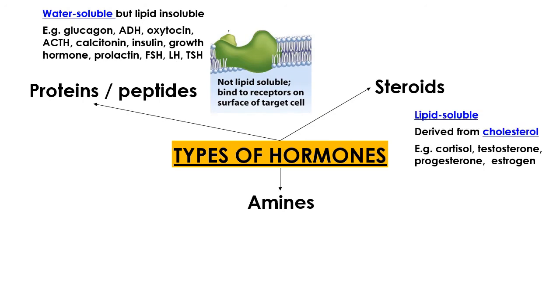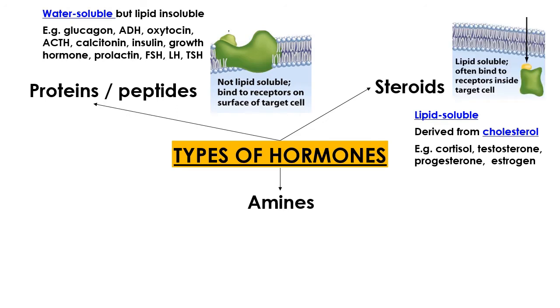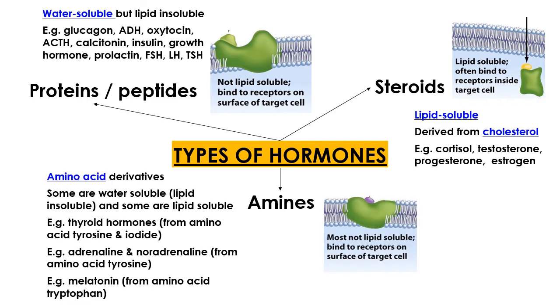Steroids are lipid-soluble but water-insoluble, mostly derived from cholesterol. Because they are lipid-soluble, steroid hormones are able to enter the cell through the phospholipid bilayer. And amines. Amines are amino acid derivatives. Some of them are water-soluble and some are lipid-soluble. Thus, amine hormones are able to bind to the surface receptor or enter the cell.